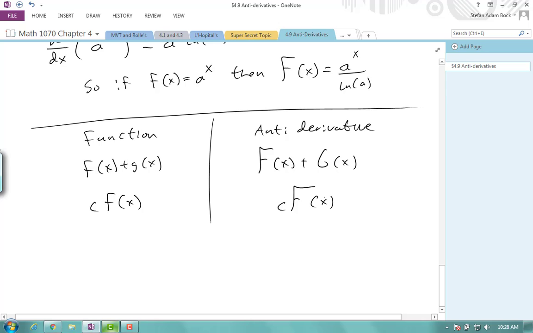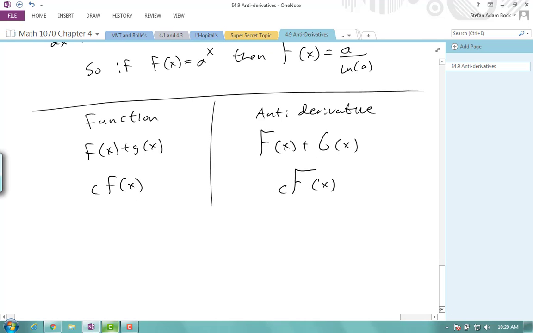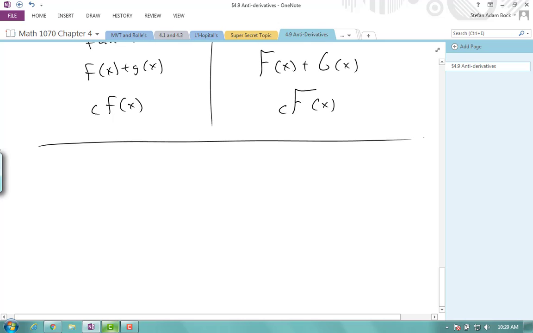For antiderivatives, I have no product rule, I have no quotient rule, I have no chain rule. Is there another rule? I don't think so. So if I have too complicated of a function, then I'm going to need to try to either simplify it or probably just give up.